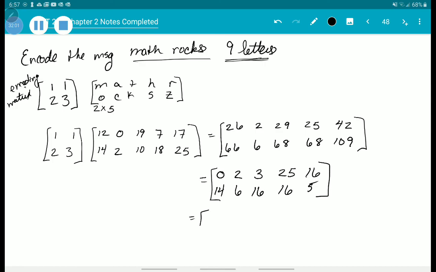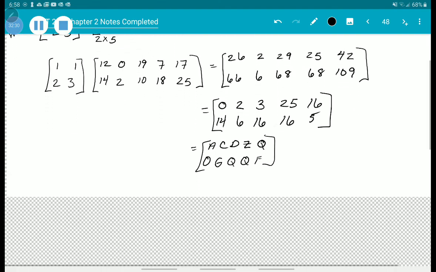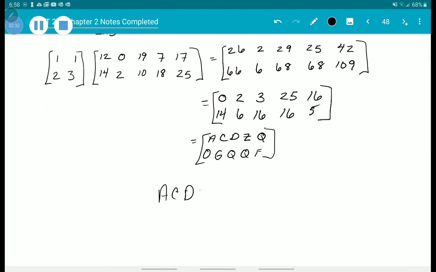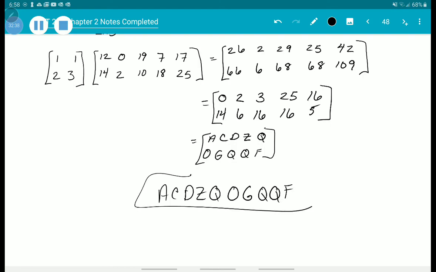So this is the message A, C, Q, O, Q, G, Q, Q, and F. So there's our encoded message.